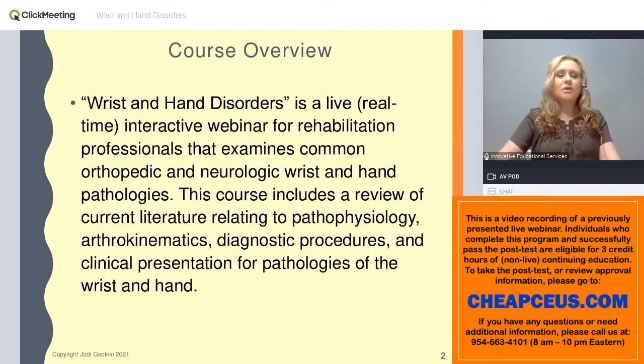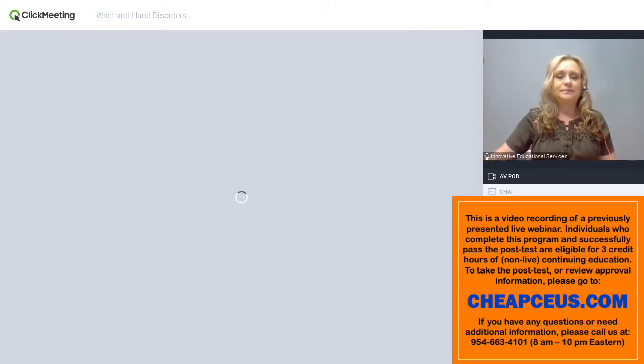The focus of our course is to take a look at the pathologies that are presenting below the wrist, focusing on the wrist and hand area and the region below the elbow. We're going to take time and look at the pathophysiology of the different conditions, as well as the arthrokinematics and diagnostic tests that are utilized. We'll spend a lot of time connecting all of that to the clinical presentation that you will see.